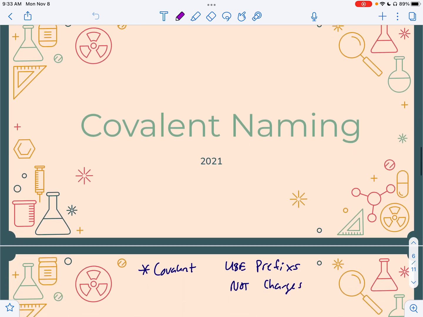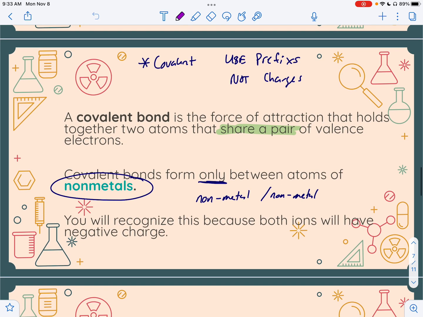In class, we went through the covalent naming process. If we look at a covalent bond, we're going to notice some differences. A covalent bond is a bond, or a glue, that holds two atoms together that share a pair of electrons. Remember, in an ionic bond they're transferring their electrons, but a covalent bond will share. Because they are a different type of glue holding these atoms together, they have different naming rules. Covalent bonds can happen only between two nonmetals, so it'll be a nonmetal and a nonmetal combining together.